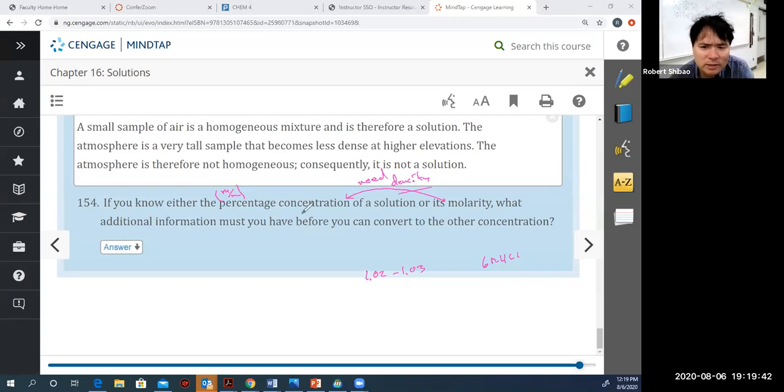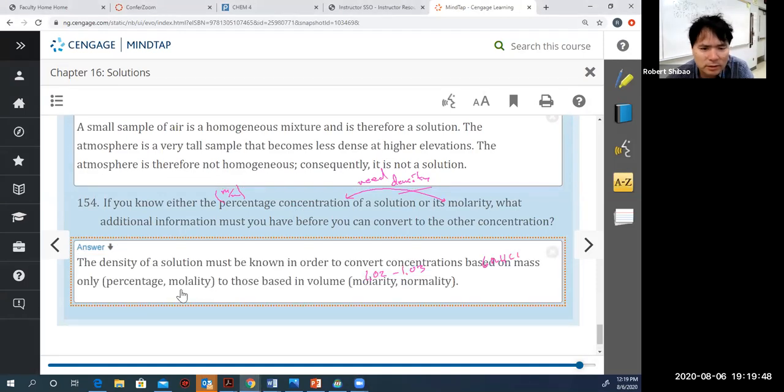What additional information? Okay, so the density is it. We did a calculation here, so the density of the solution must be known.